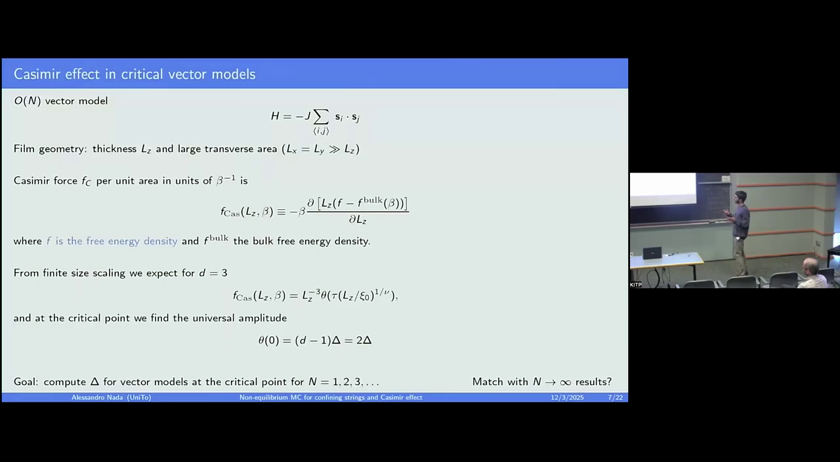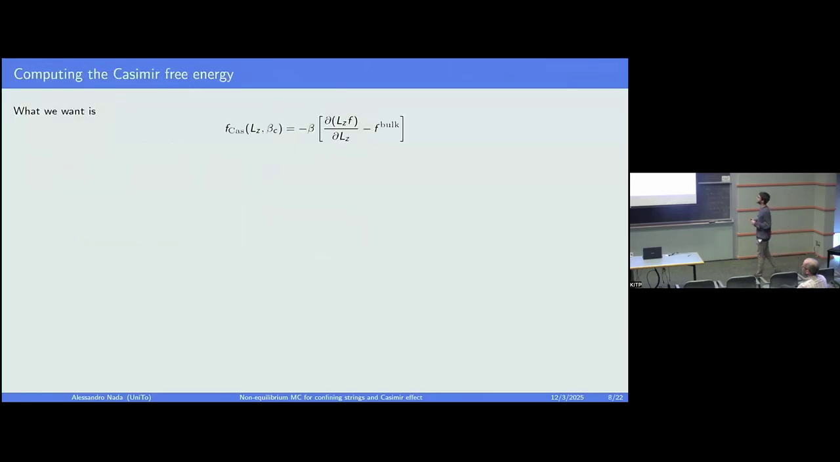And our idea was using, I will show you how in a second, these out-of-equilibrium simulations to compute this delta for increasing n. And 1, 2, 3, we go up to 6. And the idea is also to understand if we can match results for large n. Okay, so this is what we want. Okay, so in particular, this derivative here.